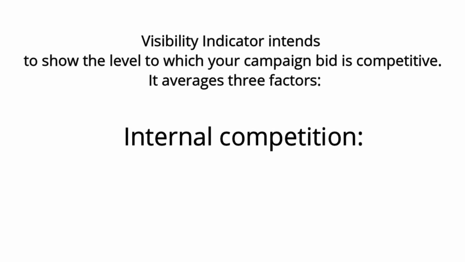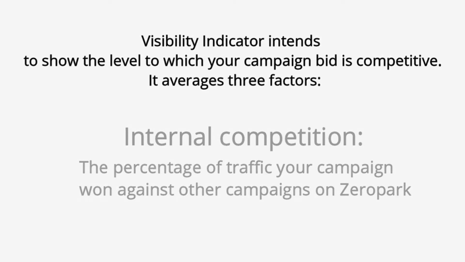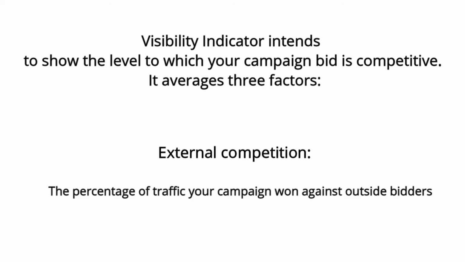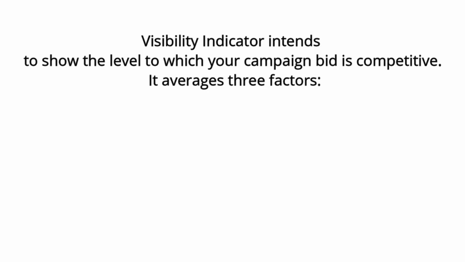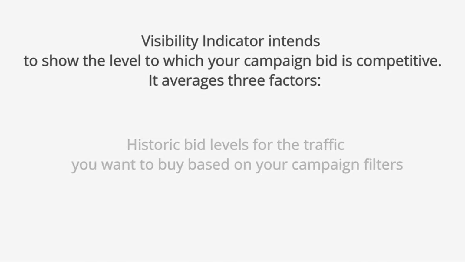First, internal competition, which is the percentage of traffic your campaign won against other campaigns on Zeropark. Next is your external competition, the percentage of traffic your campaign won against outside bidders. And then your historic levels for traffic you want to buy based on your campaign filters.